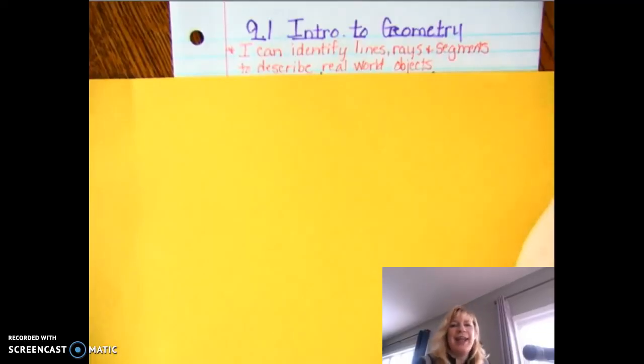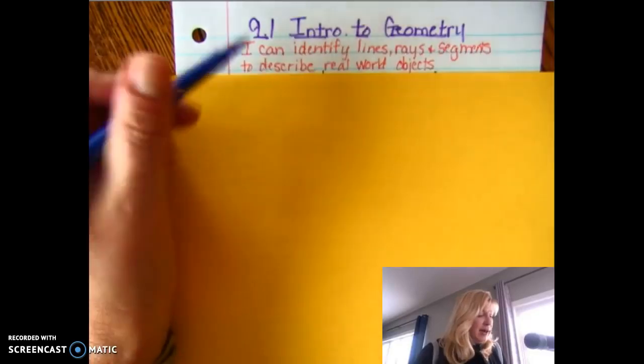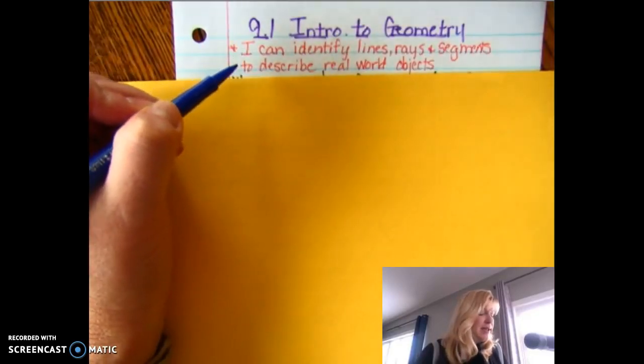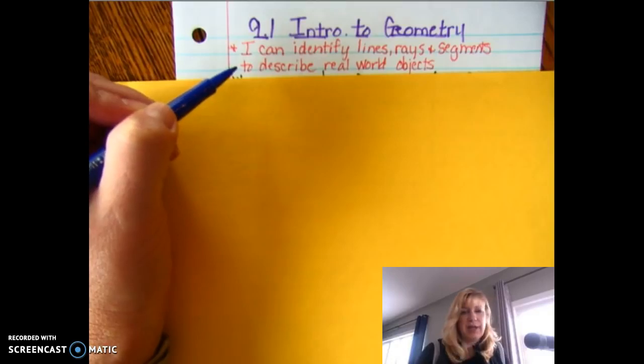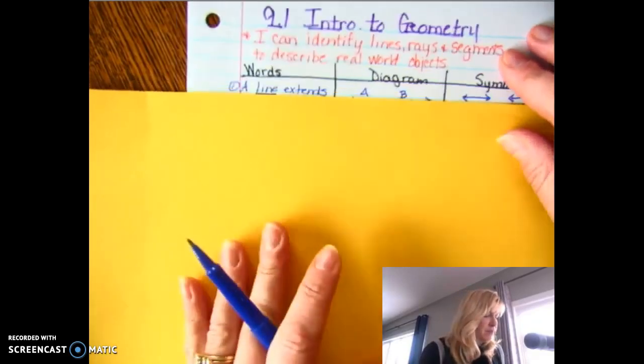Hi everybody. Today we are going to get started in our geometry unit, and the vocabulary we are going to use today we will be using pretty much throughout the unit, using the vocabulary to solve some problems. So our learning target for today is I can identify lines, rays, and segments to describe real world objects. We actually go beyond that and I introduce a couple more terms that I think that you should know.